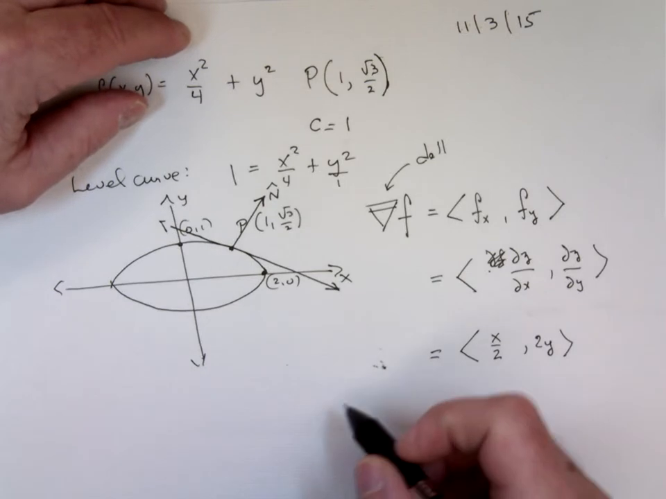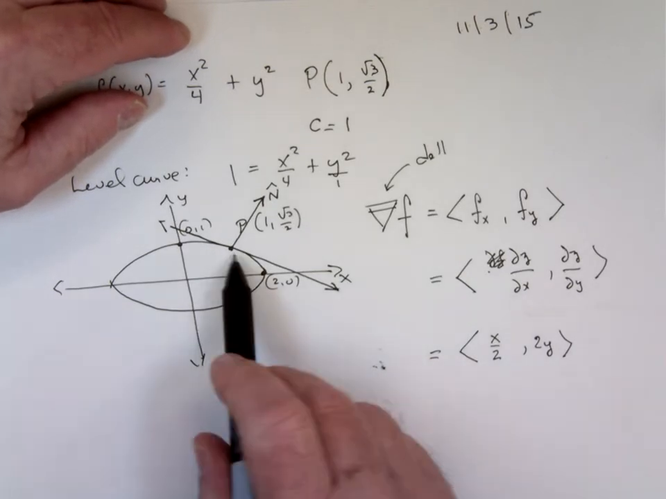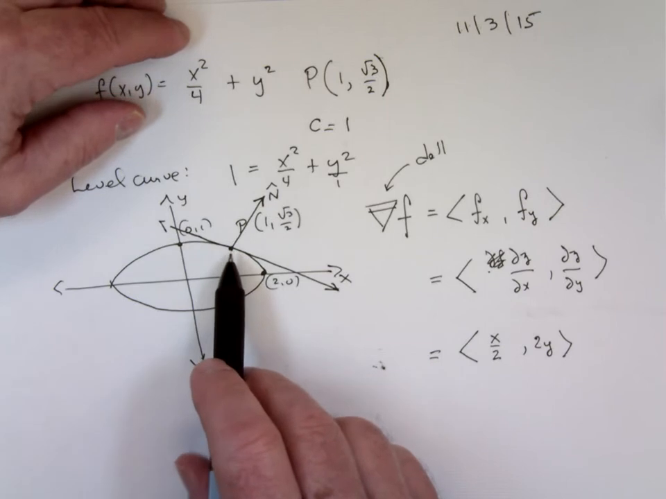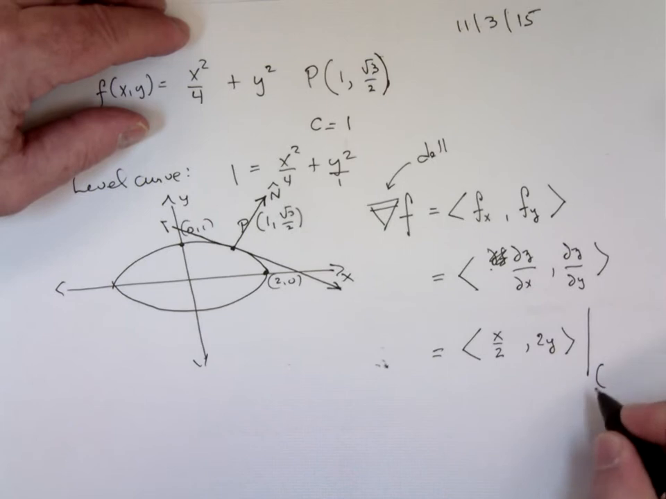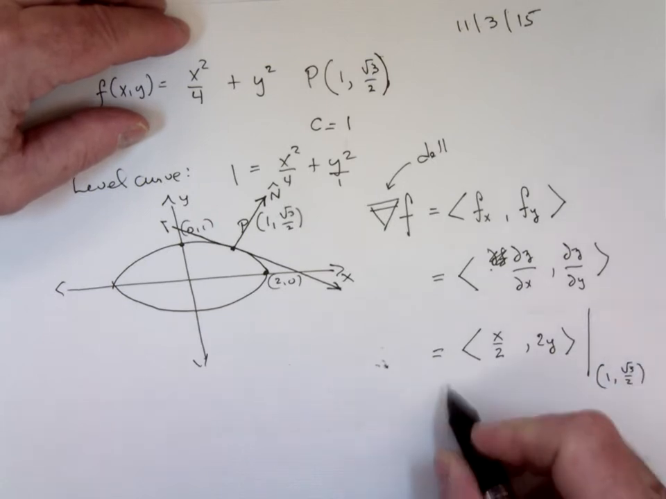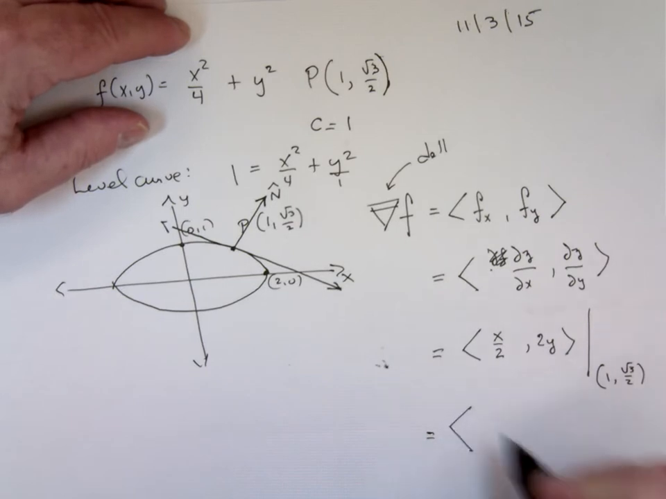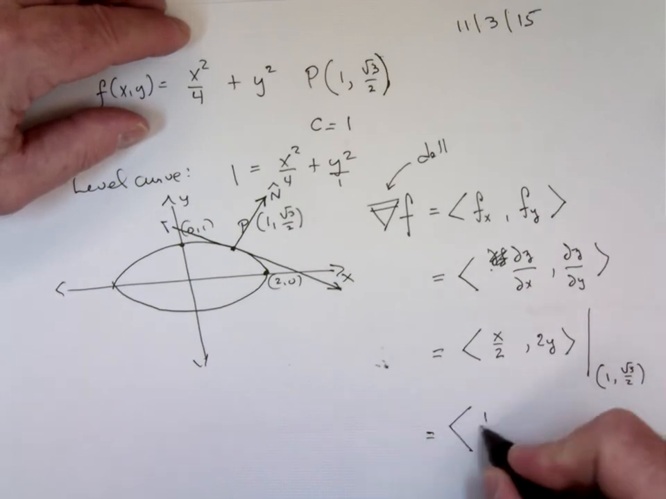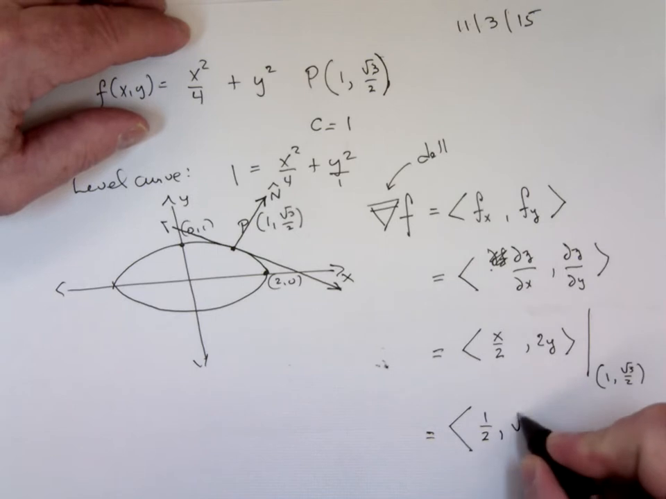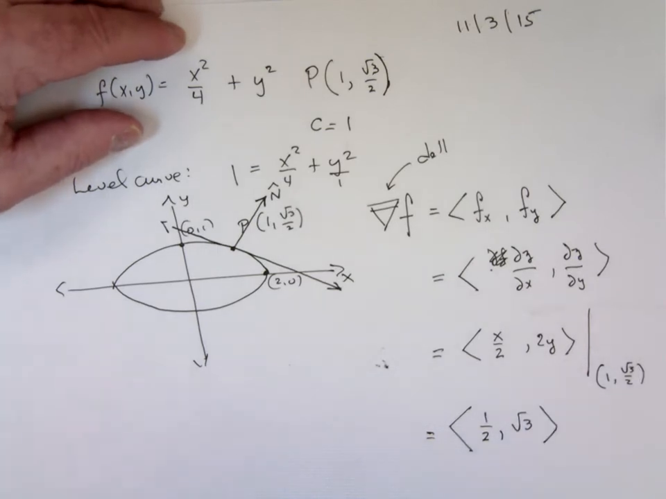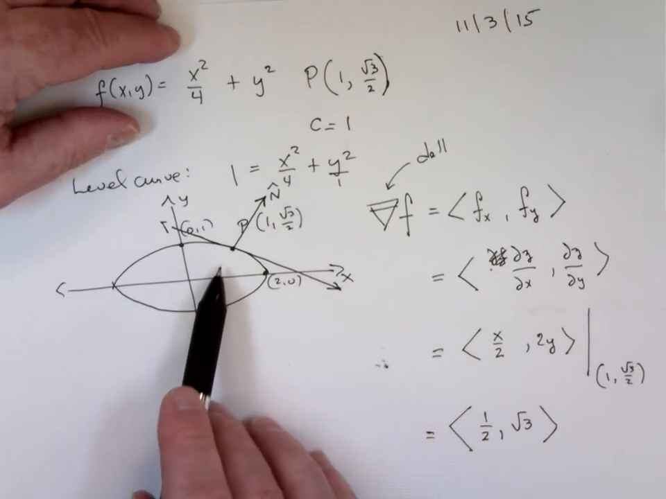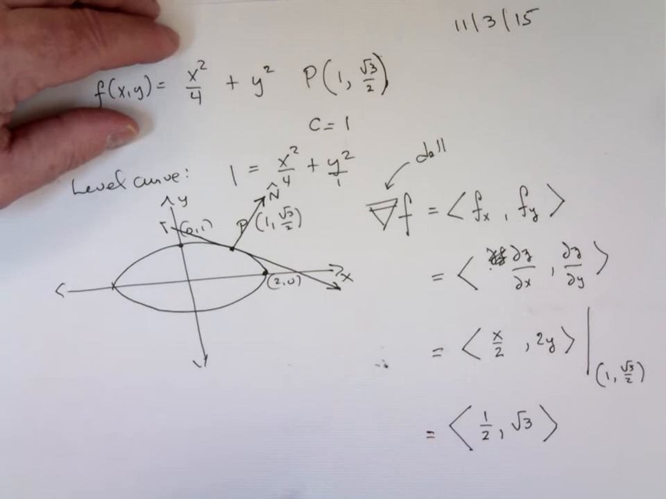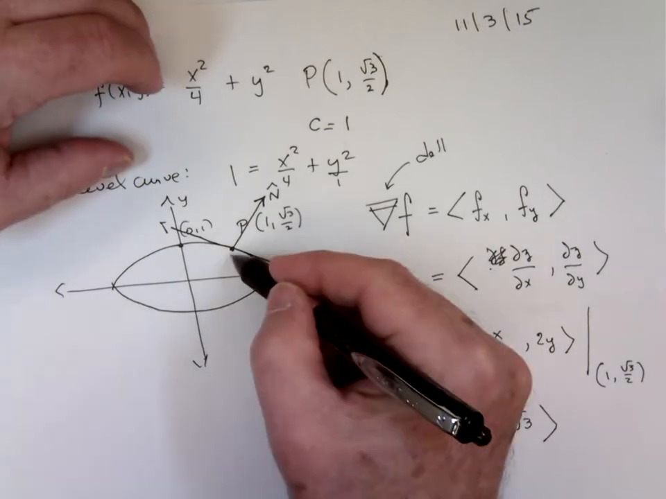Harsh. All right. What we want to do is find the gradient at this particular point. So what we're going to do is substitute in this point, which is 1, square root of 3 over 2. We're going to find the gradient at this point, which will give, no, it'll give us 1/2, square root of 3. This normal vector to this level curve at that point is 1/2, square root of 3. That's what this vector is here.